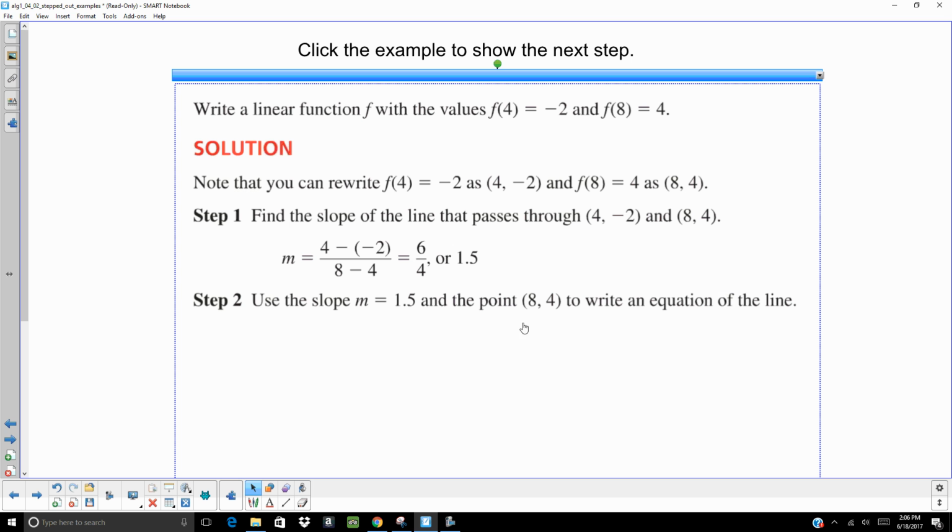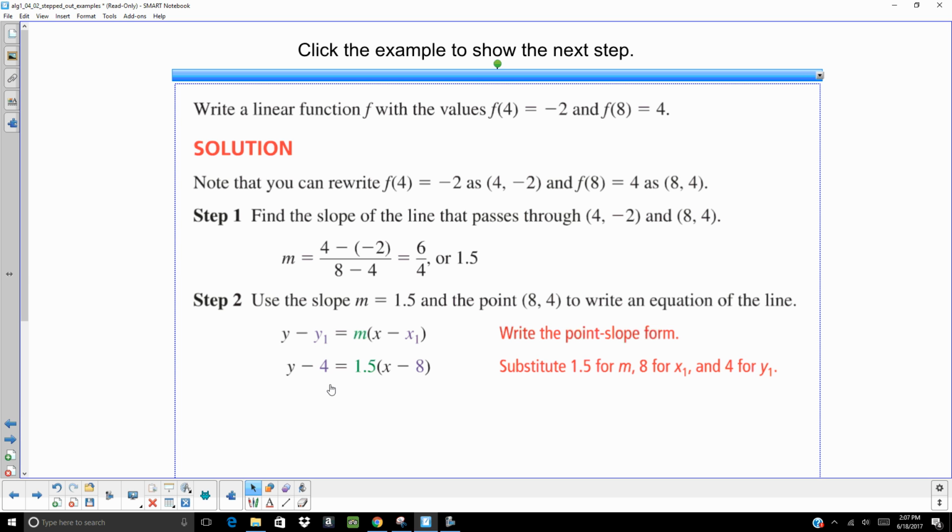So now we have to choose one of these two points. And you can choose either point. It doesn't matter. You could choose 4, negative 2, or 8, 4. You're going to get the same answer either way. I would probably choose that 8, 4 because it has all positive numbers. So now we know a point and a slope, so we write down that equation, plug in what we know.